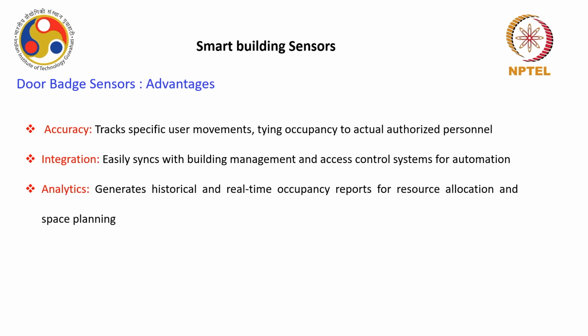The advantage of these door badge sensors is their accuracy. They can track specific user movements, tying the occupancy to actual authorized personnel. They can easily sync with the building management and access control system for automation, so integration with the BMS is very easy. They also generate historical and real-time occupancy reports for resource allocation and space planning, so analyzing this data is very effective.